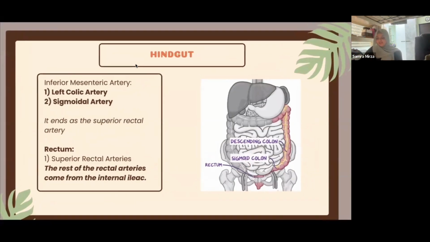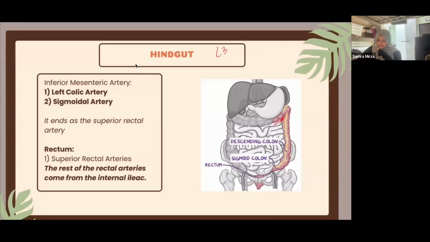And then we're going to move on to the hindgut. So we said superior mesenteric artery done. And now we're going to move on to the inferior mesenteric artery. Remember that the level for this one was L3. And now the inferior mesenteric artery is a lot easier. It just has 2 main branches that you need to know.